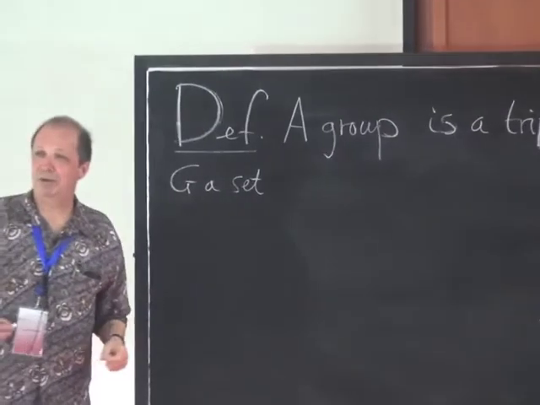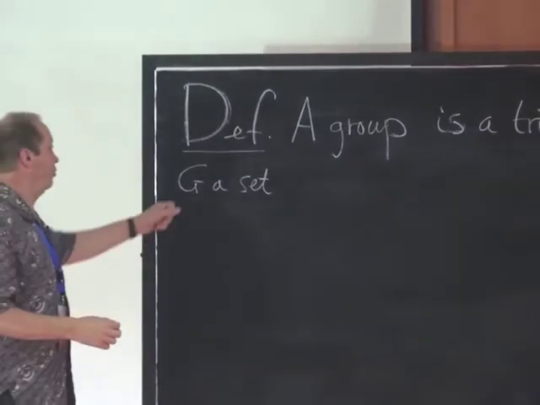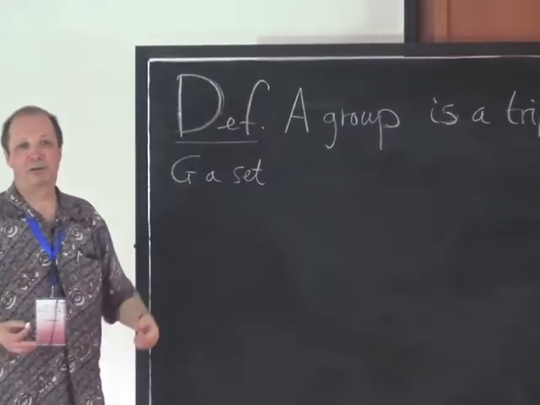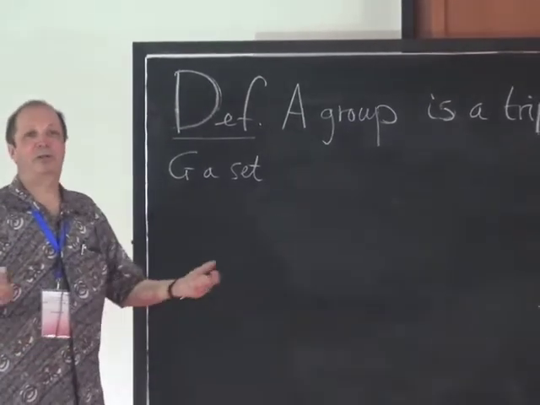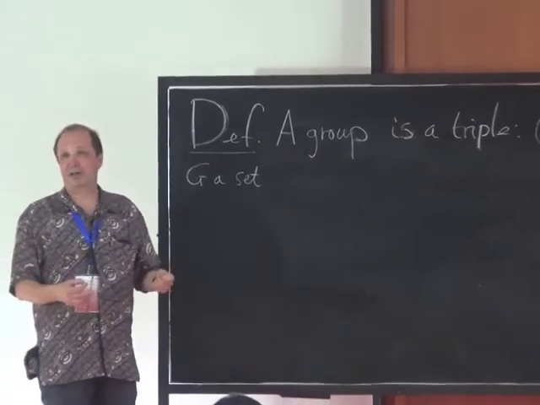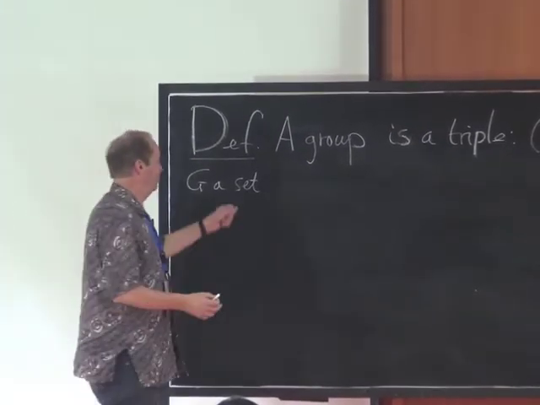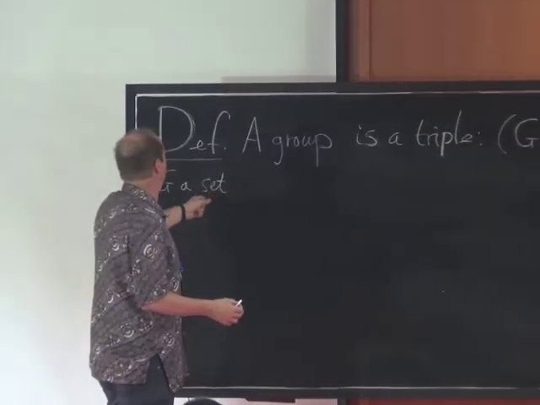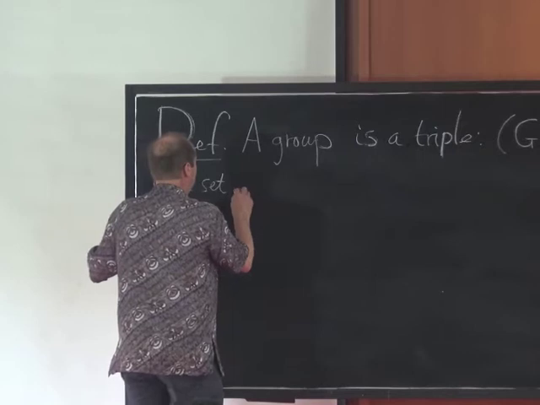And you know that we have also, as mathematicians, laid down the rules for set theory like 100 years ago. So if you ask questions about sets, I think I can answer them. But I'm not going to go into it now. So G is just a set.